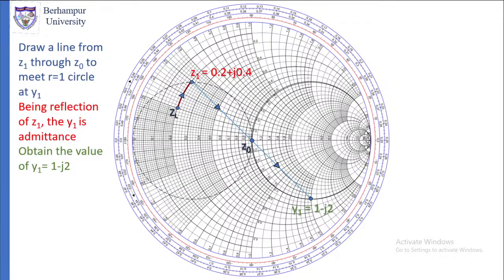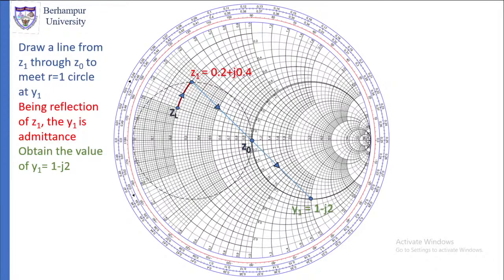Now, from Z1, draw a straight line passing through Z0, which is R equal to 1, small r equal to 1 point. R equal to 1 actually represents Z0. So draw a straight line from Z1 through Z0 to meet the R equal to 1 circle at Y1.